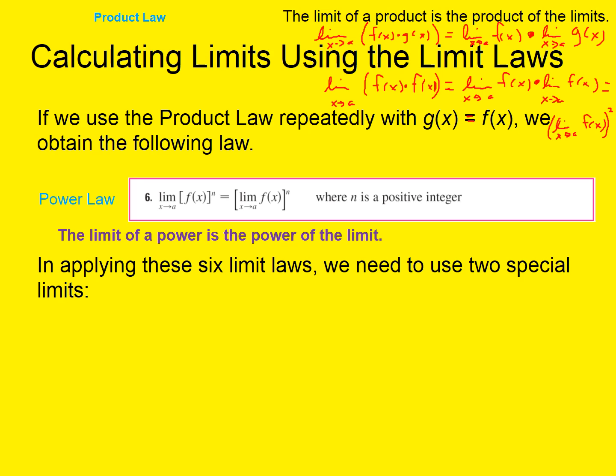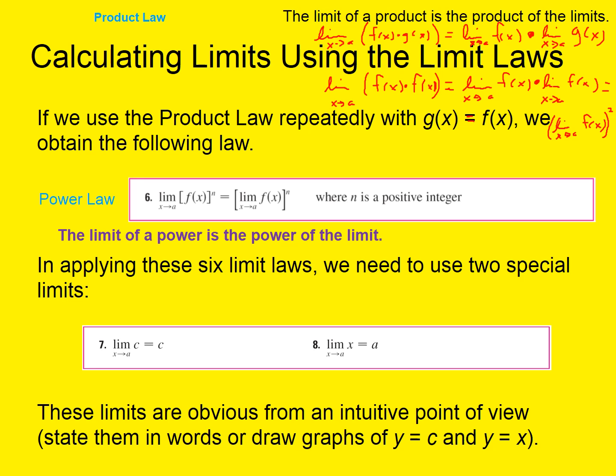In applying these 6 limit laws, we need to use 2 special limits. The limit as x goes to a of a constant is just that constant. It's not a big mystery. If the function of which you're taking the limit is a constant function, it has a graph which is a horizontal line. As x approaches some number a, f of x is going to approach that number c, whatever it is, so it couldn't be anything else.